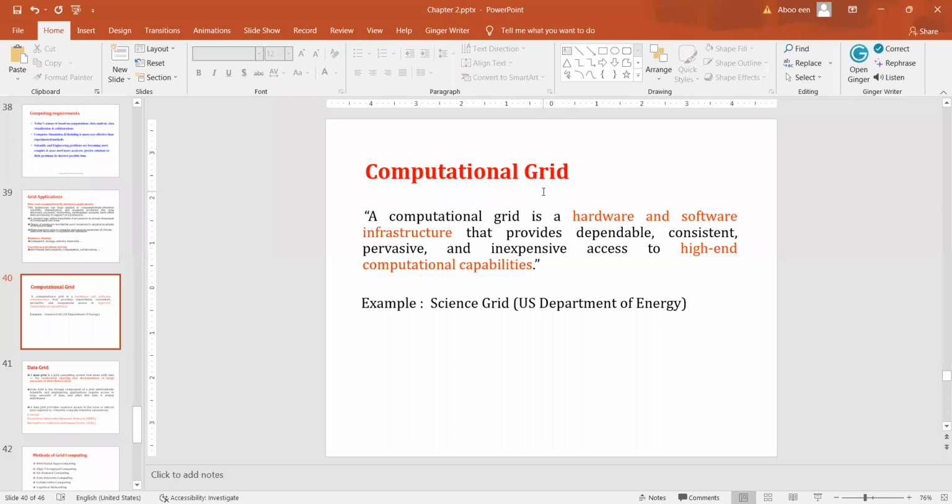Say for example, the US Department of Energy. They may have this high performance computing grid.